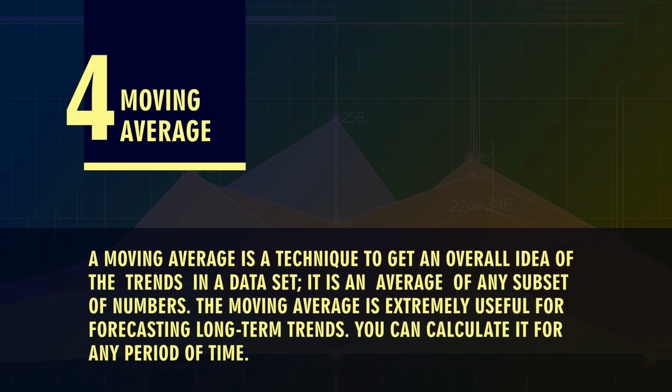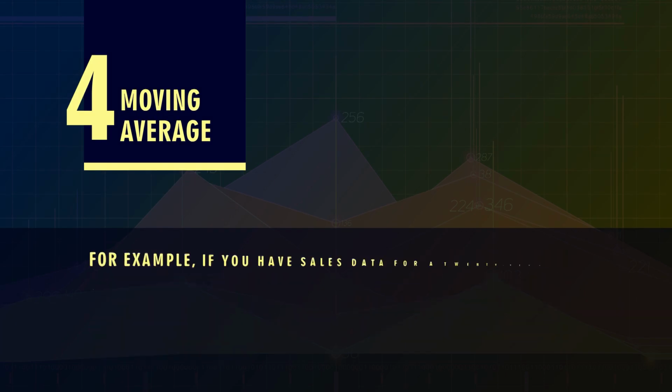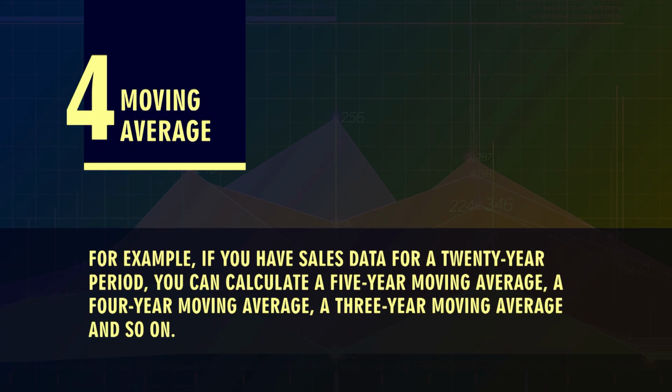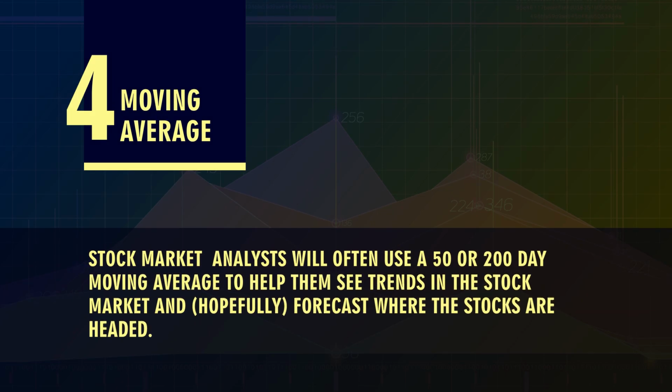So if we go more into depth of the moving average method, a moving average is a technique to get an overall idea of the trends in a data set. It is an average of any subset of numbers. The moving average is extremely useful for forecasting long-term trends, and one can calculate it for any period of time. For example, if you have sales data for a 20-year period, you can calculate a 5-year moving average, a 4-year moving average, or a 3-year moving average, and so on. Stock market analysts will often use a 50 or 200-day moving average to help them see trends in the stock market and hopefully forecast where the stocks are headed.